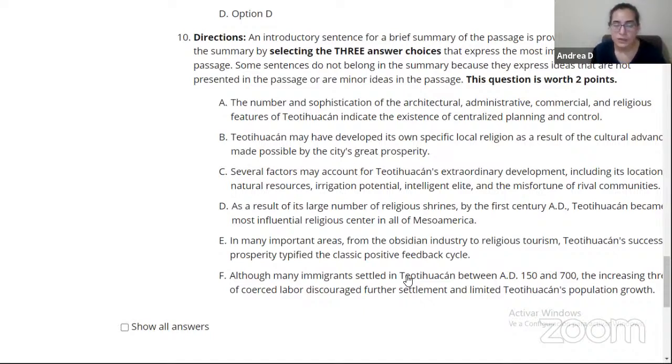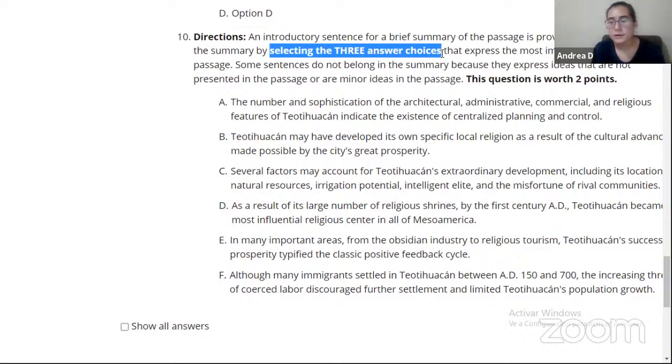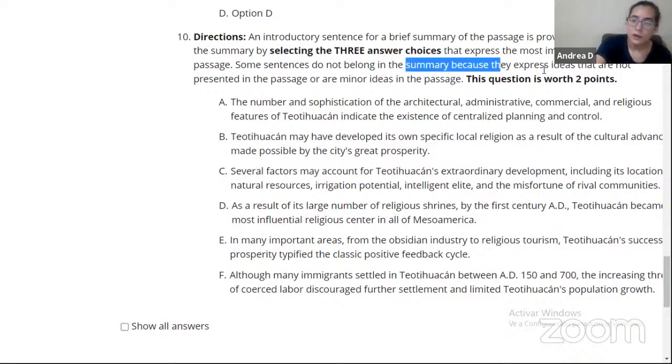So let's look at this. It says: complete the summary by selecting the 3 answer choices that express the most important ideas in the passage. Now, some sentences do not belong in the summary because they express ideas that are not presented in the passage or are minor ideas in the passage. This question is worth two raw points, or 2 points.